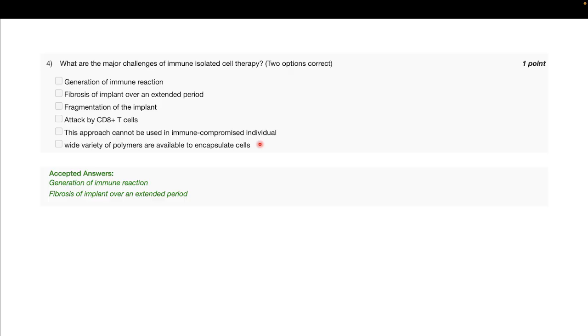It could be immune compromised, meaning the immunity of that particular person is not very active. So in that case, you can use this approach as well. And a wide variety of polymers are available to encapsulate cells. This is also true. It's been researched a lot, and we have a lot of polymers to choose from to select for this immune isolated cell therapy. So the major challenges are it could lead to immune reaction, and fibrosis can happen over an extended period. Is this clear?